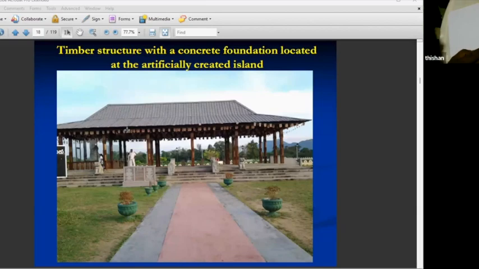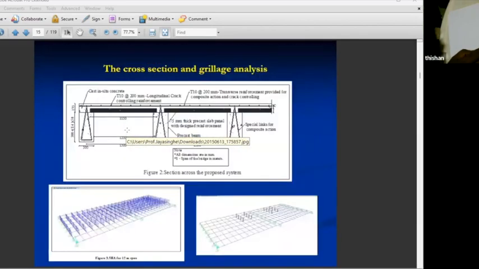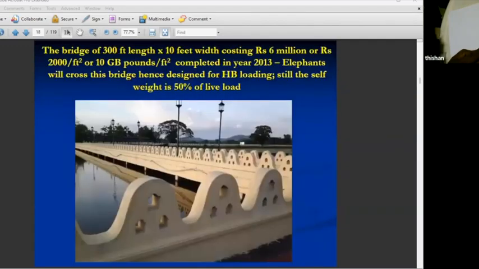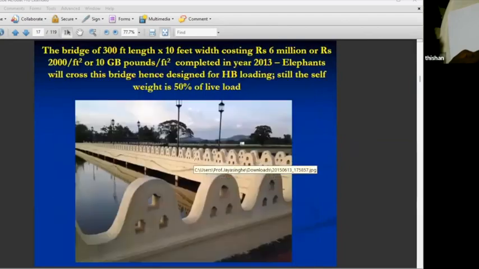Right. So this is something that you would have seen probably. We use this particular structure, and the reason is this particular man-made island in the middle of Duva Reservoir, and the length of this bridge is 300 feet. The width is 12 feet. The lorries and tractors can use this one.